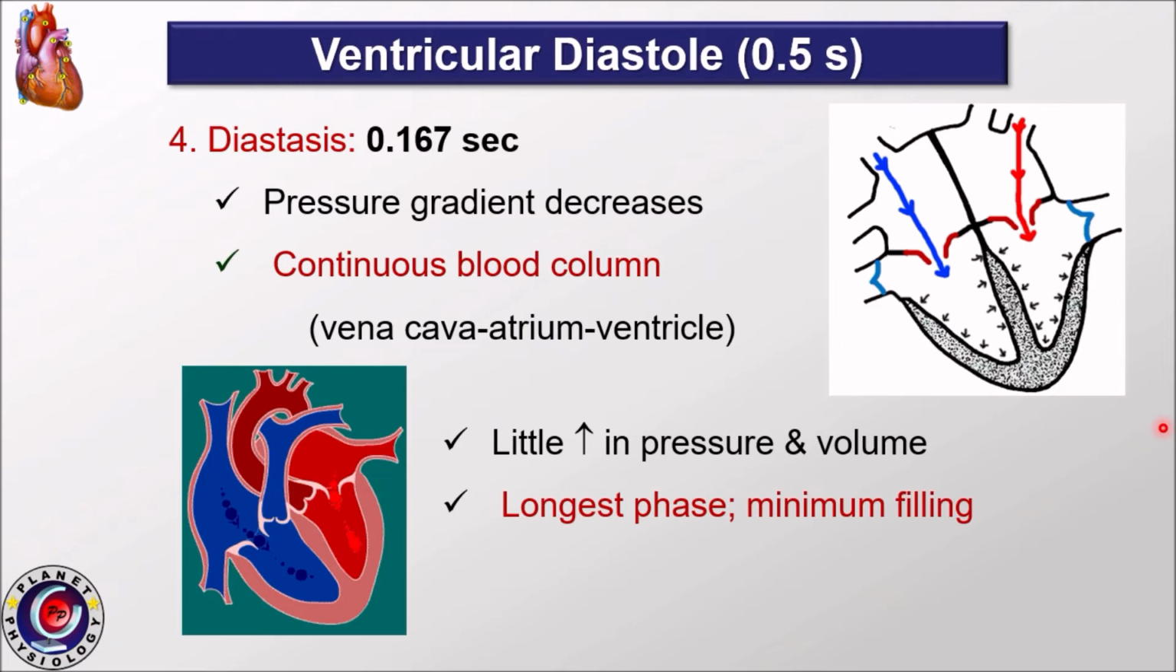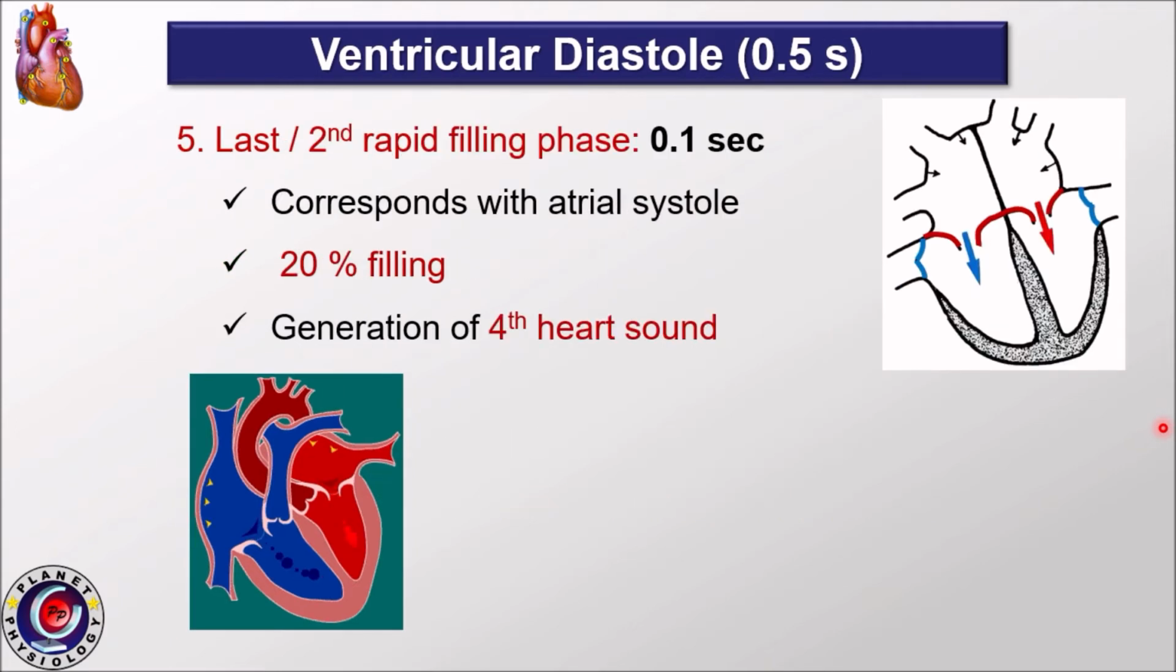Now 0.7 seconds duration of the atrial diastole are over at this point, and the atria begin to contract again. So this is nothing but the last rapid filling phase, or second rapid filling phase, of the ventricle. This phase corresponds with atrial systole. During atrial systole, atria actively contract and push about 20% blood into the ventricle, causing a rise in the ventricular volume, and this phase generates the fourth heart sound.